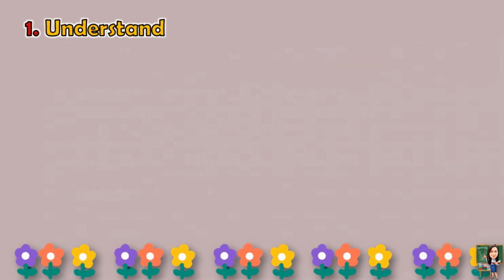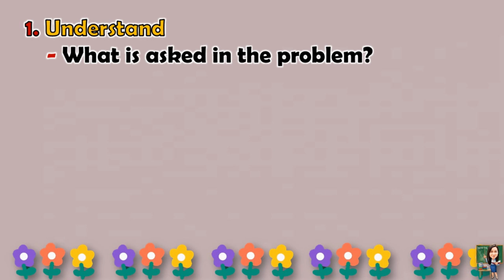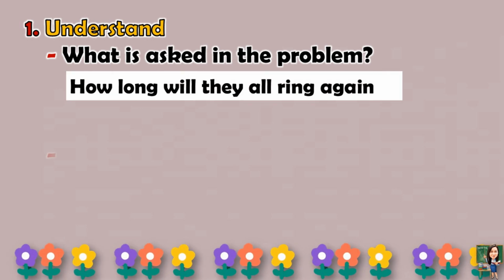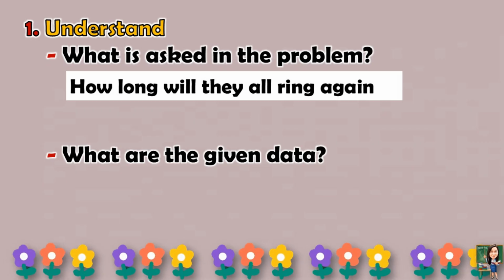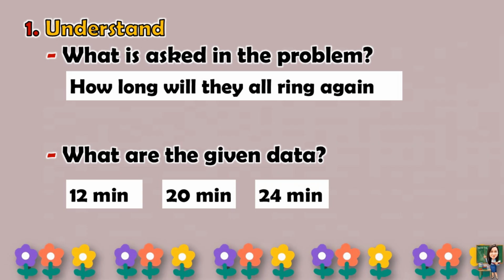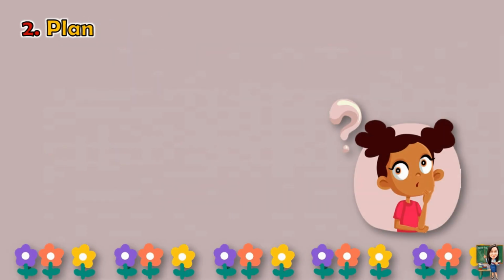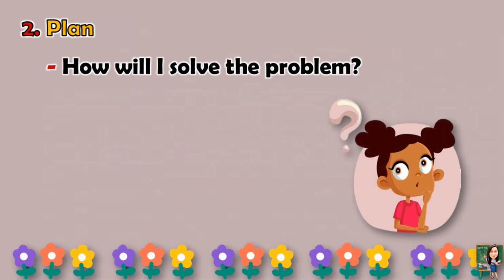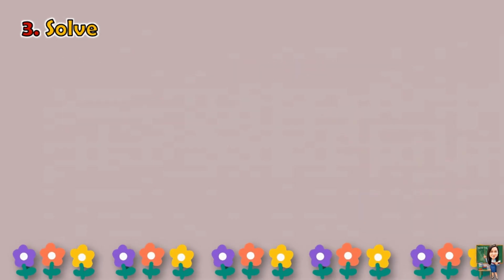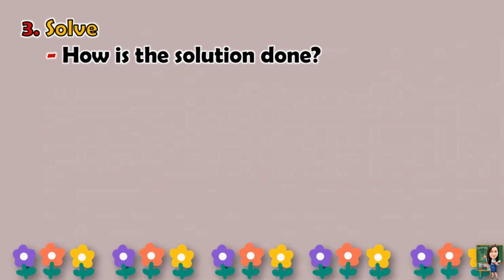Step 1. Understand. What is asked in the problem? How long will they all ring again? What are the given data? 12 minutes, 20 minutes, 24 minutes. Step 2. Plan. How will I solve the problem? By finding the LCM. Step 3. Solve. How is the solution done?